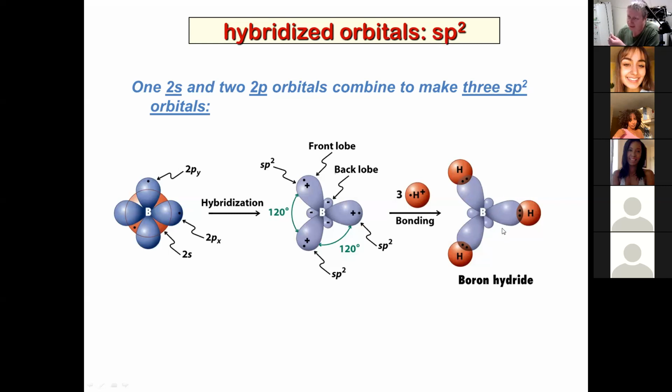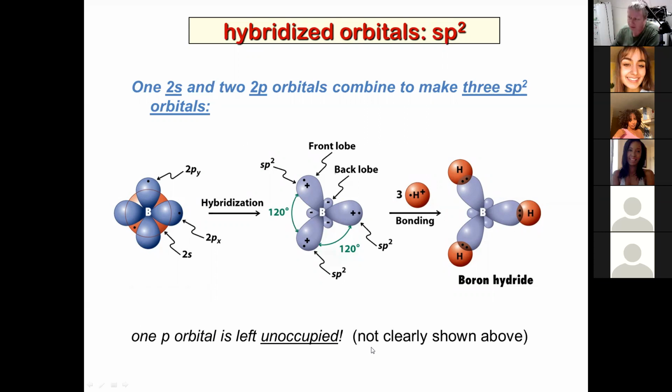Like this is a Lewis acid because it has a space for electrons to come in, and you just can't see it very well. But there's an empty orbital that's coming towards you and going away from you. We'll see that visually shortly. But no, it's there, of course. You have 2 2p's, but there's 3 total, right? 1 p orbital is left unoccupied. It's not clearly shown, right? It's there.